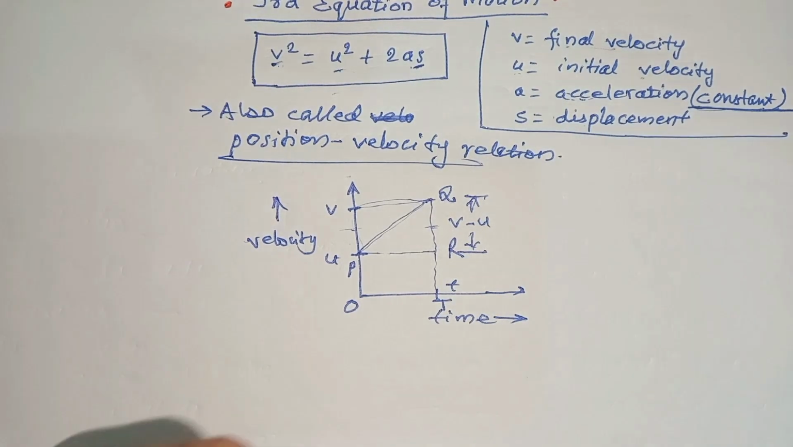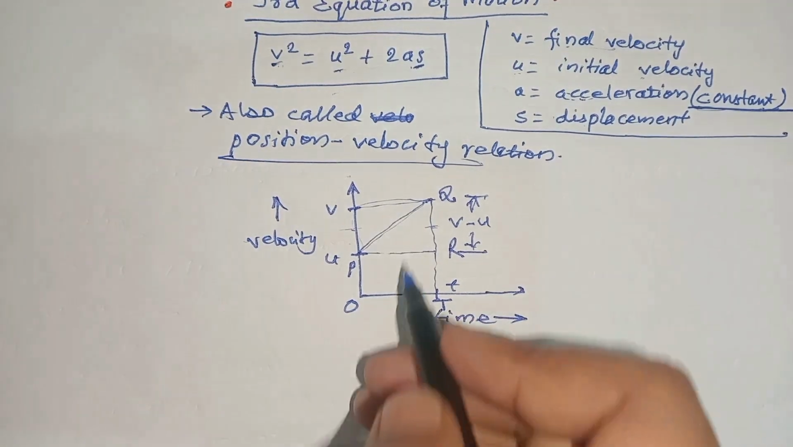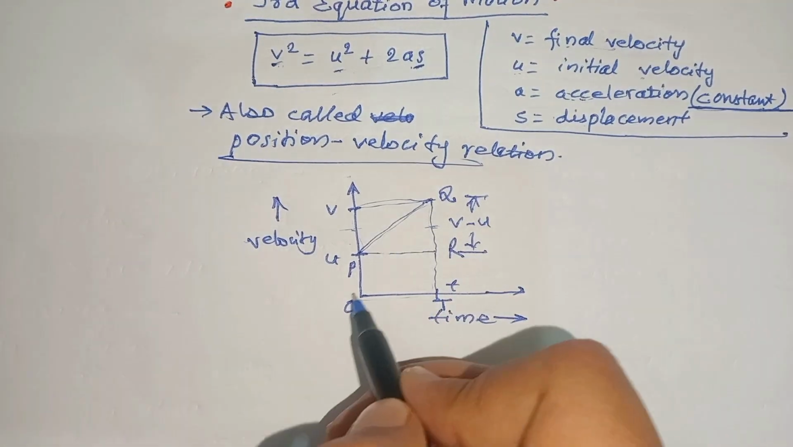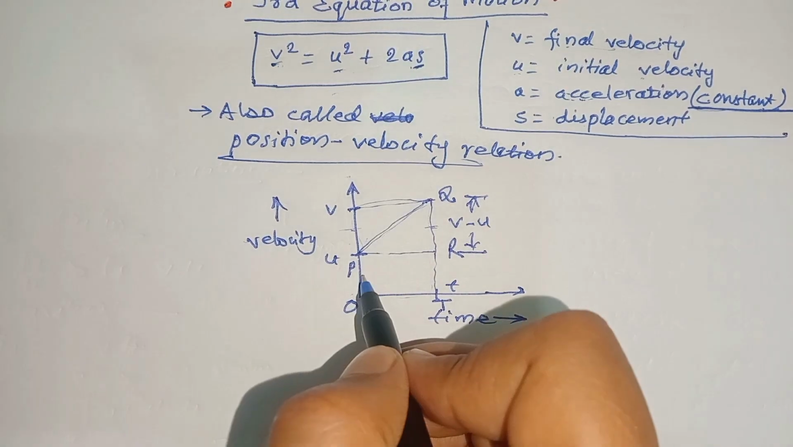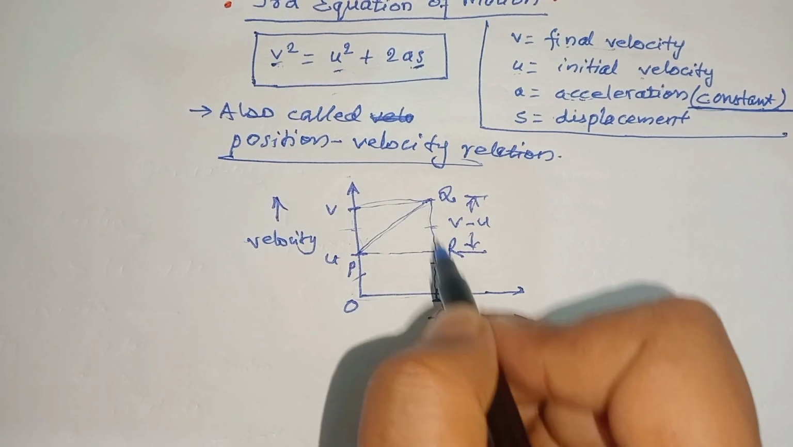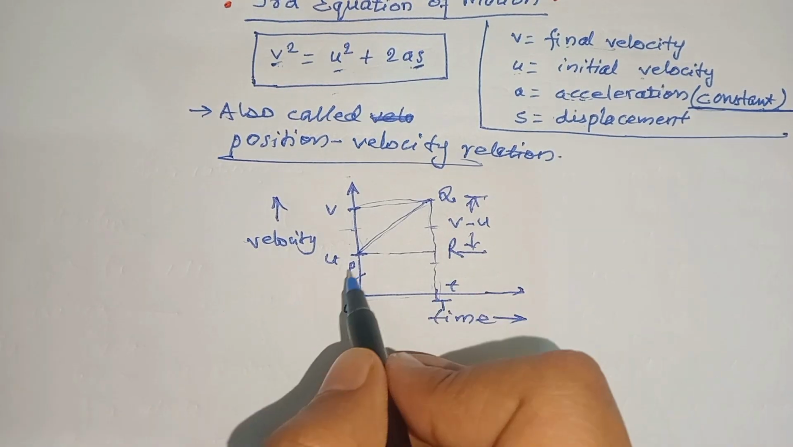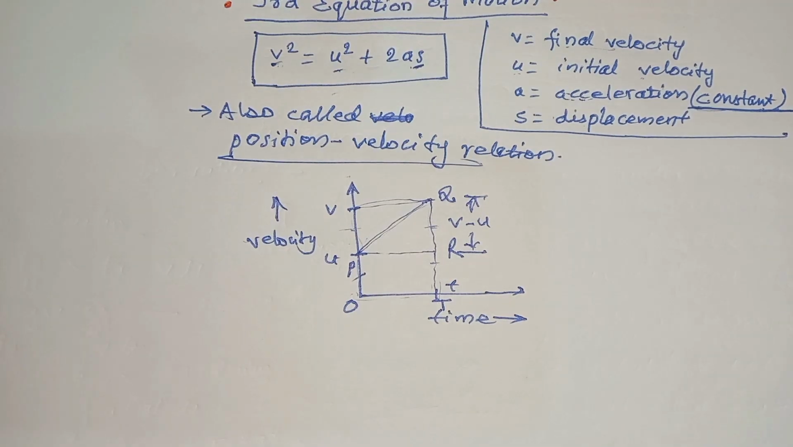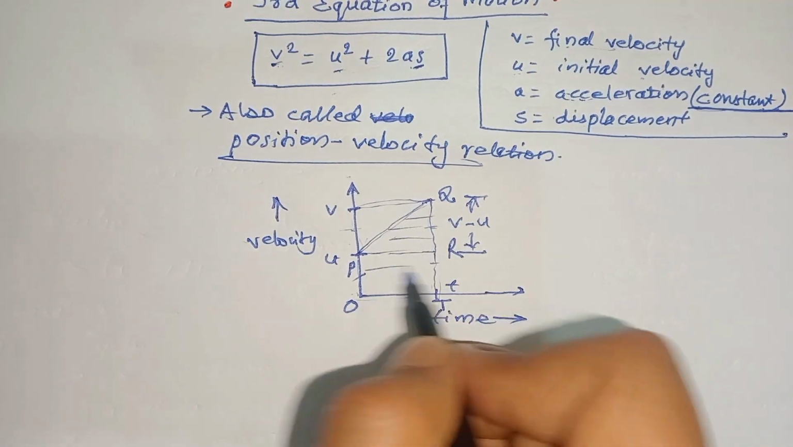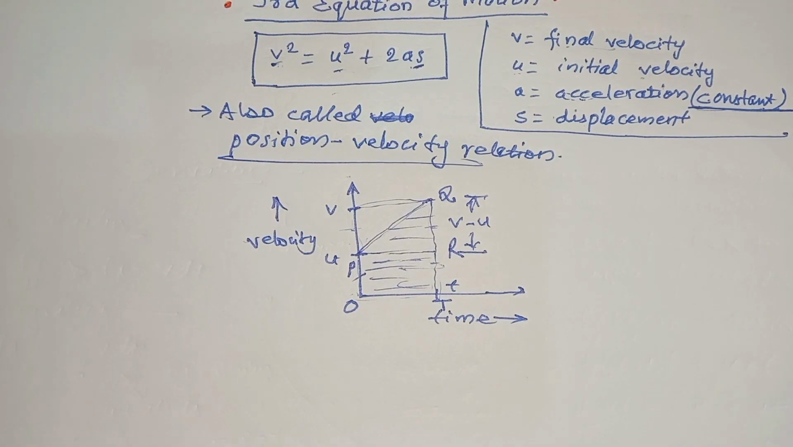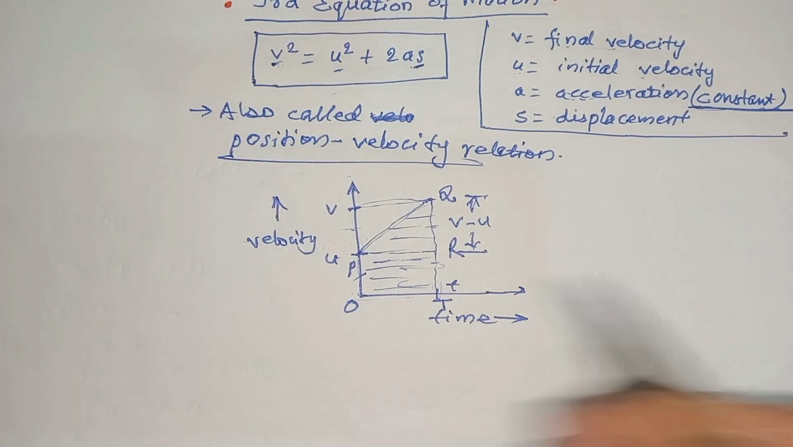Okay, now let us solve this. We know that this is a trapezium. Why is this a trapezium? Because these two sides, QT and OP, are parallel to each other. Now we will find the area of this trapezium, the shaded part. The area of this velocity time graph will provide displacement.